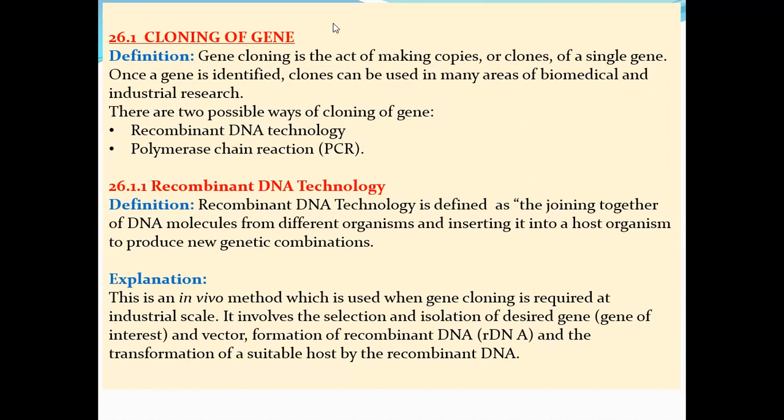This chapter is biotechnology and it's chapter number 26. As you can see in this slide, gene cloning is the act of making copies or clones of a single gene. Means if we have a chromosome, on the chromosome we don't have the genes all over the chromosome. Some of the part of the chromosome has exons and some of it has introns.